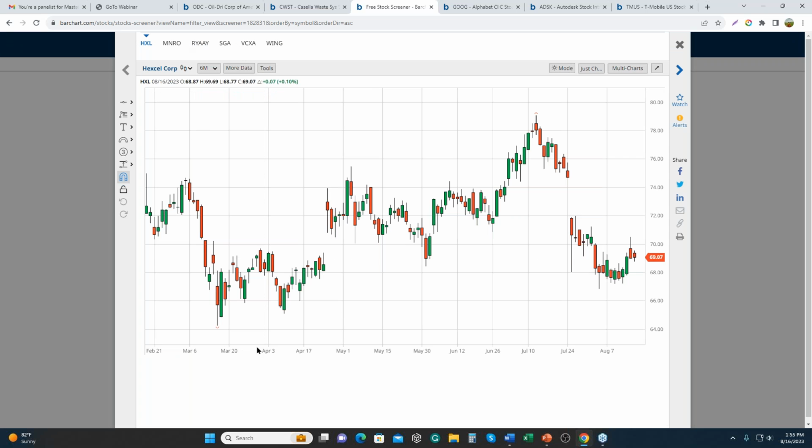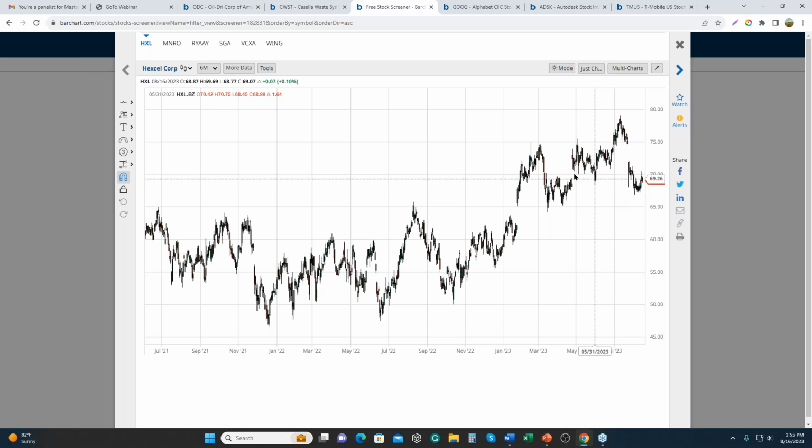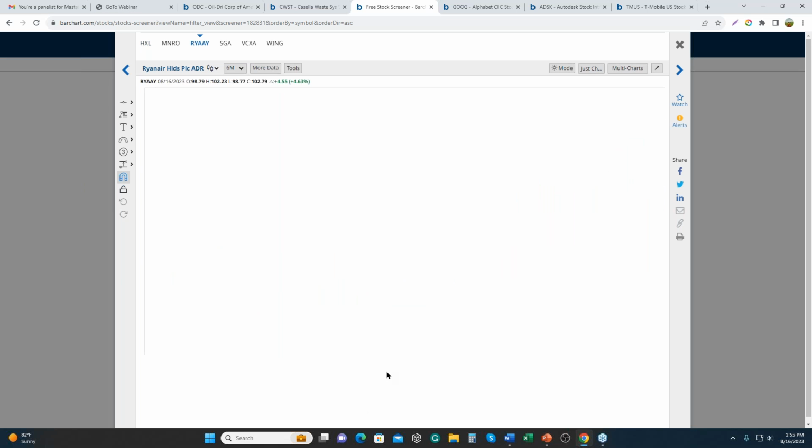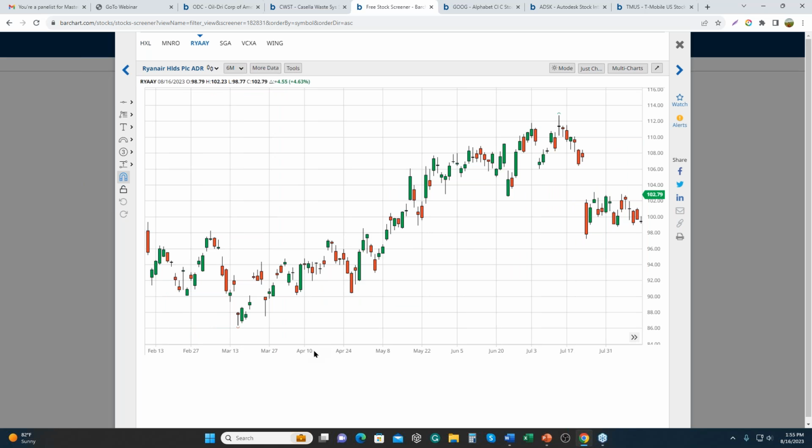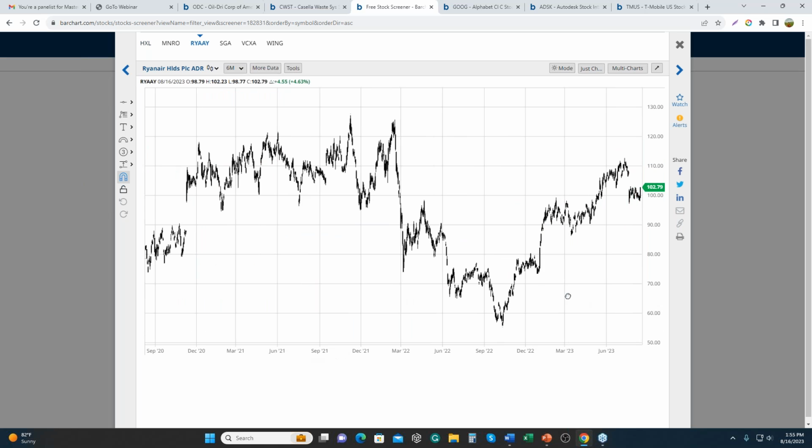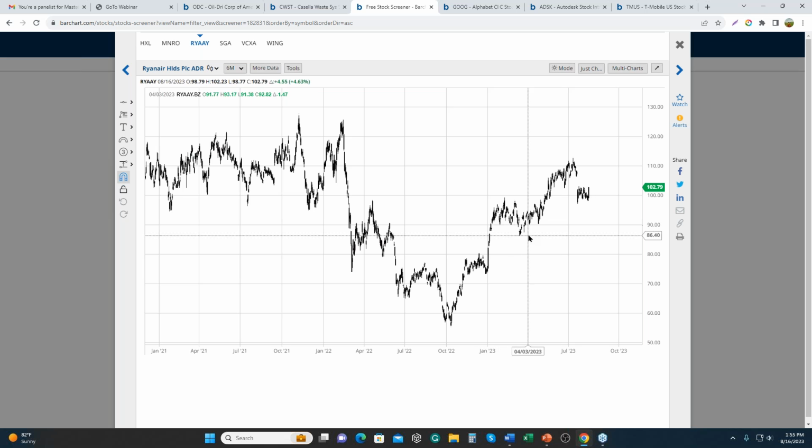So here's Hexcel, and this is what we're kind of looking for, right? Here's our 6-month low, here's our month low. That is kind of showing us that change in characteristic. Here's that Ryanair, again, right? Here's our 6-month low over here. Here's our month low, right?